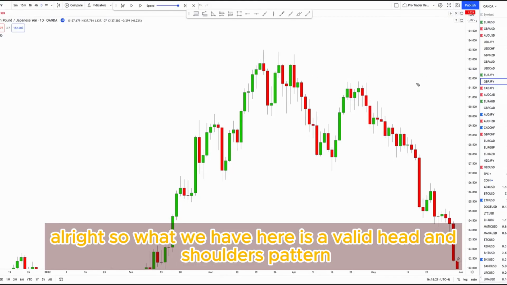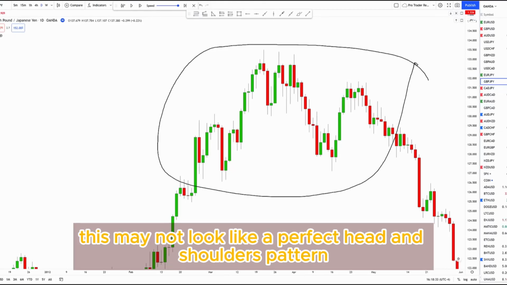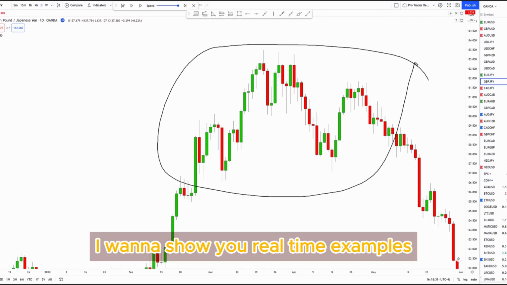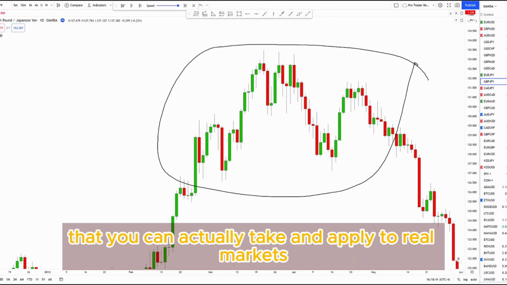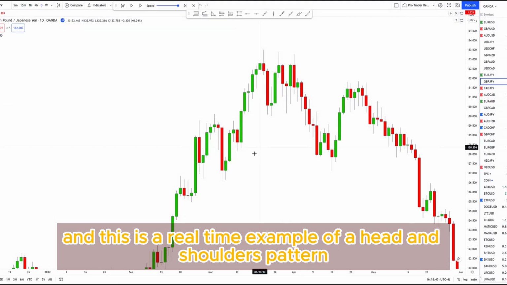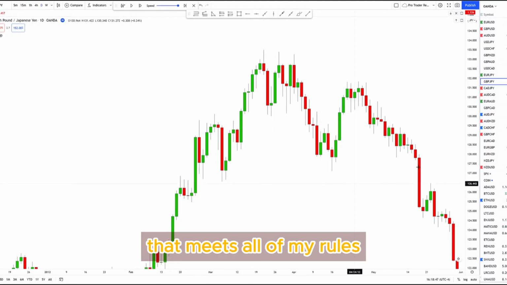Alright, so what we have here is a valid head and shoulders pattern according to my rules. This may not look like a perfect head and shoulders pattern, and that's on purpose. I'm not here to show you absolutely perfect examples. I want to show you real-time examples that you can actually take and apply to real markets. And this is a real-time example of a head and shoulders pattern that meets all of my rules.